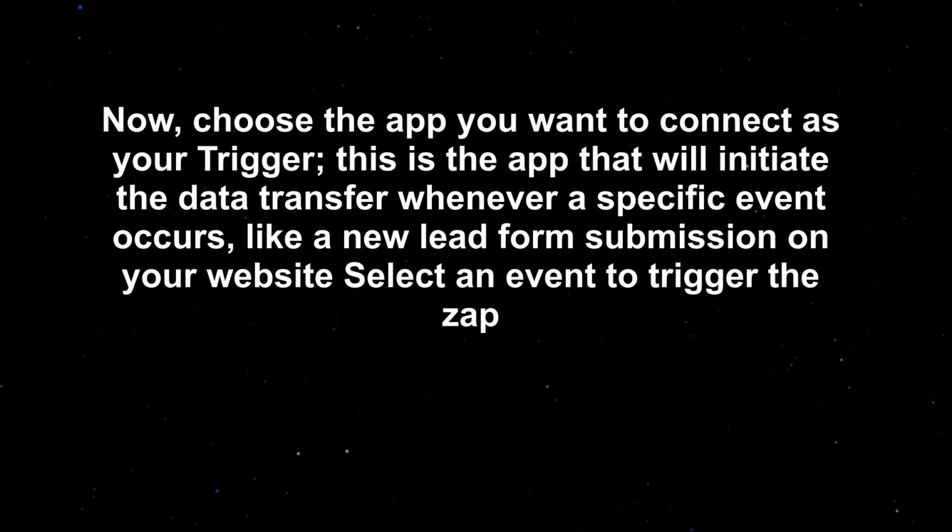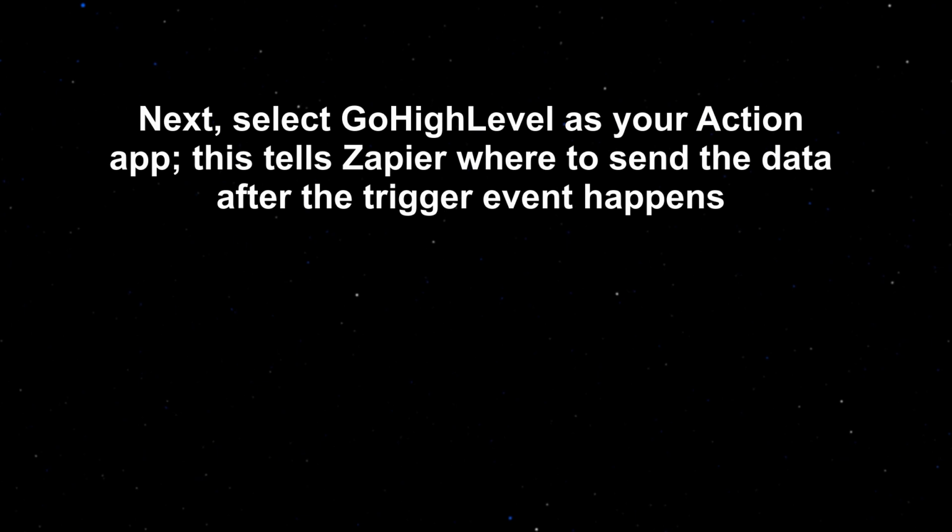Now, choose the app you want to connect as your trigger. This is the app that will initiate the data transfer whenever a specific event occurs, like a new lead form submission on your website. Select an event to trigger the Zap. Next, select GoHighLevel as your action app. This tells Zapier where to send the data after the trigger event happens.